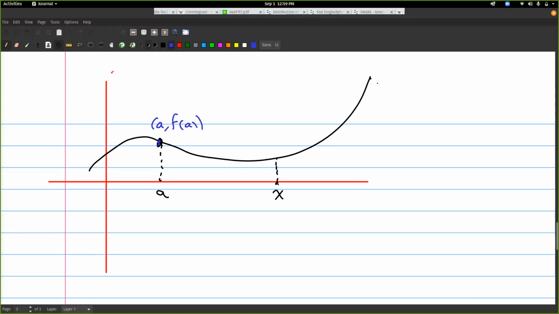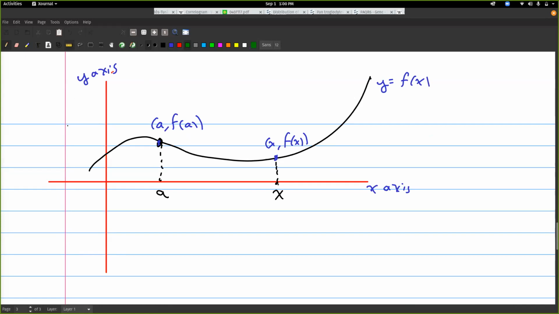This curve is supposed to be the graph of y equals f of x. Now we're moving away from the time picture, and this is just the x-axis, and this is just the y-axis. So this point is the point x comma f of x. And you have the secant line that goes between those 2 points.